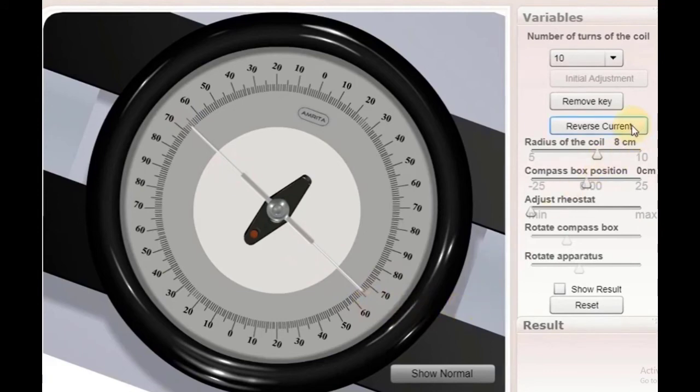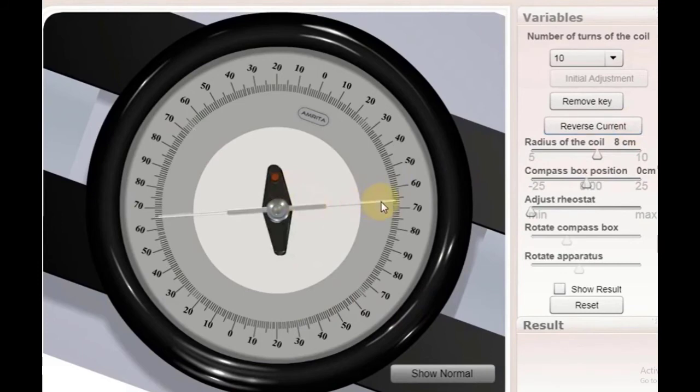Now we will click on reverse current. So there is a deflection in the needle. Again note down the position of the needle. So this is 66 and this side again 66. So this is your theta 3, theta 4, right? So it means for one position you will have 4 values of theta. Theta 1, theta 2 is for the direct current. Theta 3, theta 4 is for the reverse current.